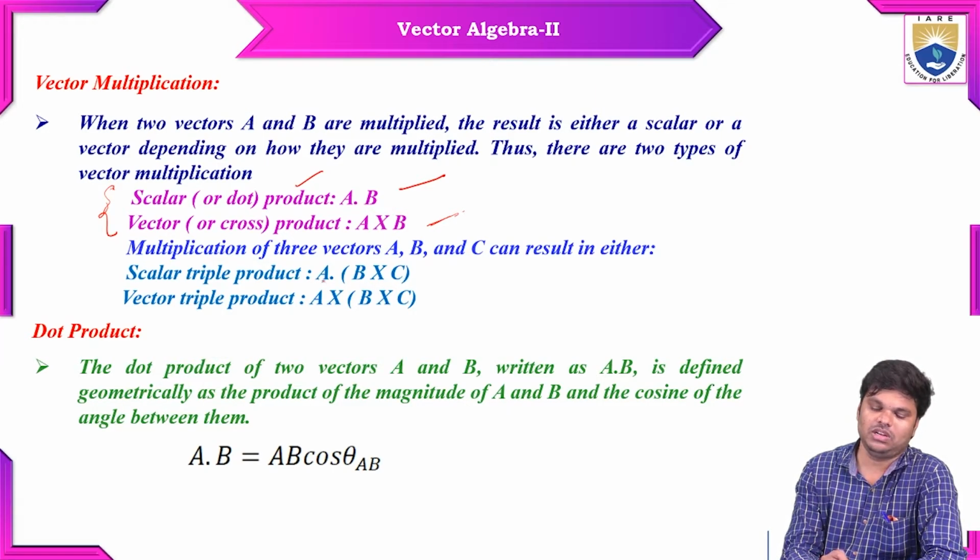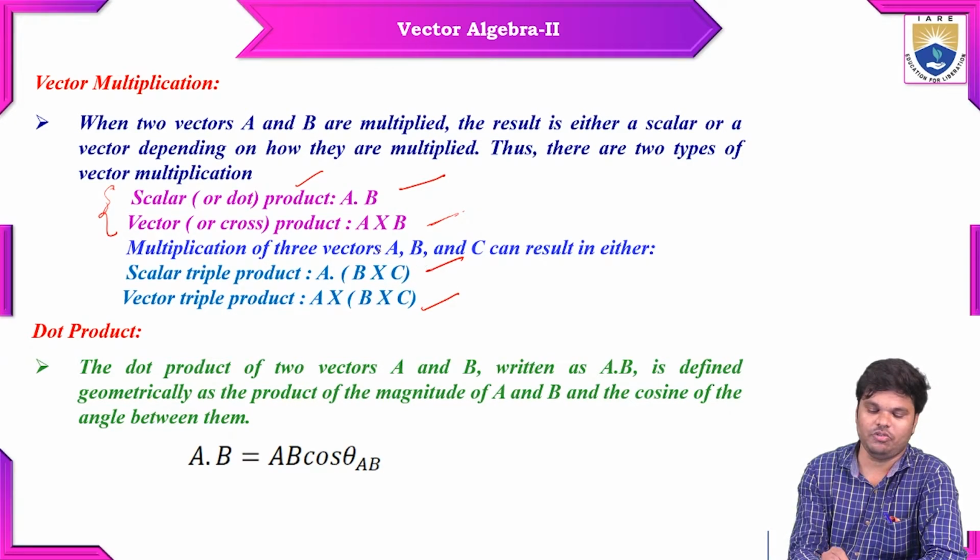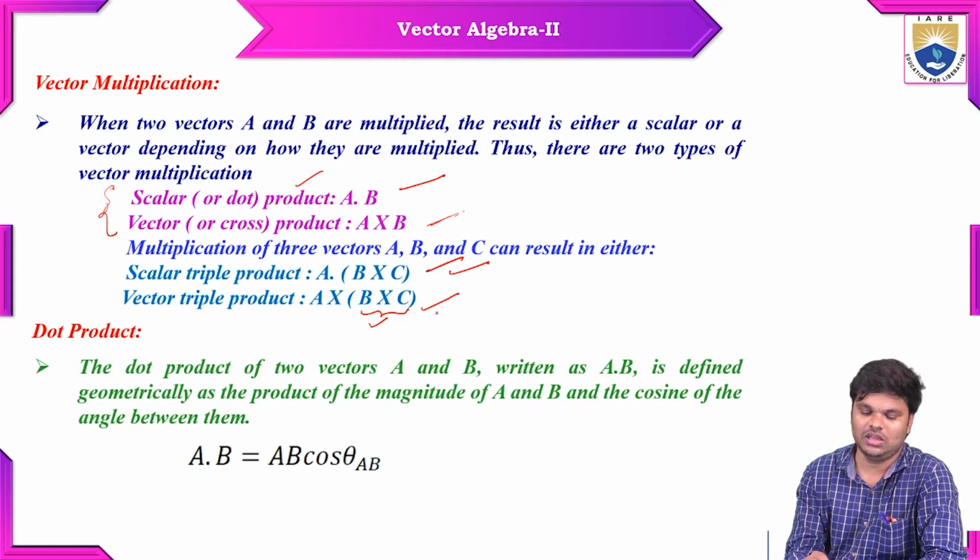And the vector multiplication of three vectors A, B, C can be done in two ways. One way is this one, A dot B cross C, and the other way is A cross B cross C. If you find the output of the first one, it is a scalar quantity because B cross C is a vector quantity, and the dot product of two vector quantities is a scalar quantity. Whereas in the case of A cross B cross C, B cross C is a vector quantity, and the cross product of two vector quantities, that is A and this vector quantity, gives us another vector quantity. So the output is a vector quantity when we perform multiplication in this way, right?